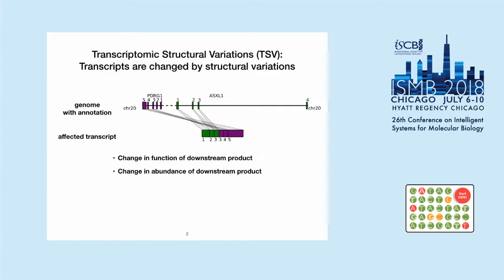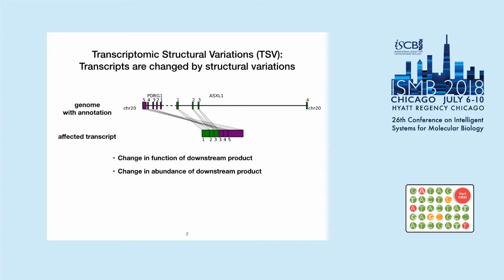So let me first introduce what I mean by transcriptomic structural variations, or TSVs. A structural variation is a large-scale rearrangement in the genome. However, this rearrangement does not only affect genomic sequences, but can also affect transcriptome sequences. For example, a structural variation can bring together two genes and create a fused transcript with exons from both genes.